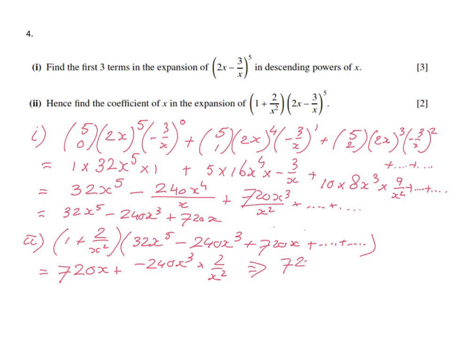I don't have a lot of space. I'm trying to squeeze it all in over here. 240 times 2, so it's negative 480x. So I've just simplified that third term, minus 240 times 2, and I took away the common factor x squared. And 720 minus 480, that is 240. So that is 240x. So what is the coefficient? The coefficient is 240. Fantastic.